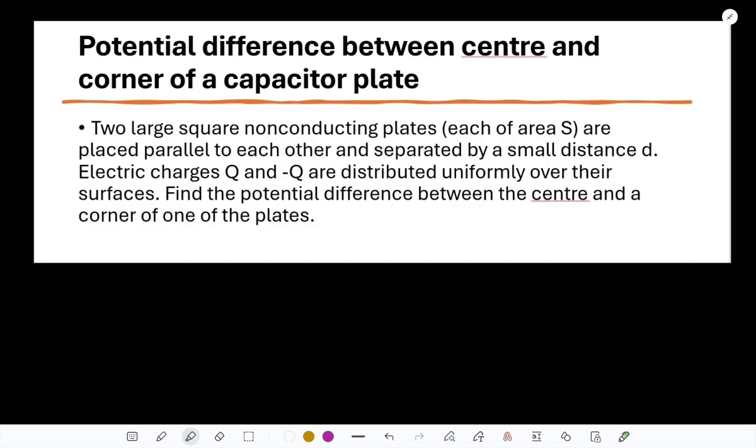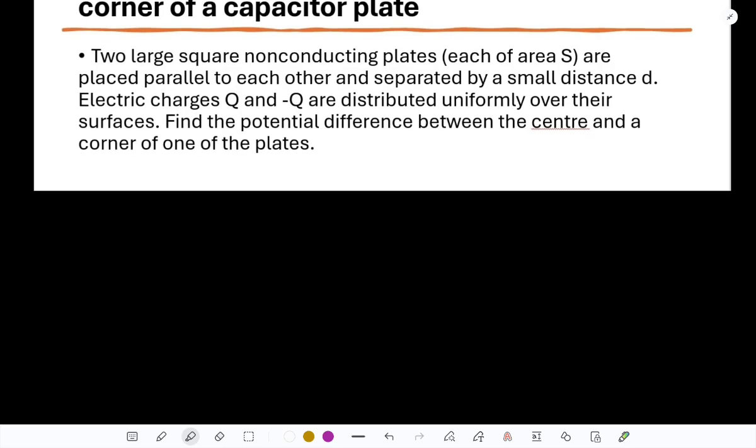So we have a problem that says two large square non-conducting plates, each of area S, are placed parallel to each other and separated by a small distance d. Electric charges plus q and minus q are distributed uniformly over their surfaces. Find the potential difference between the center and a corner of one of the plates. So this is the problem.